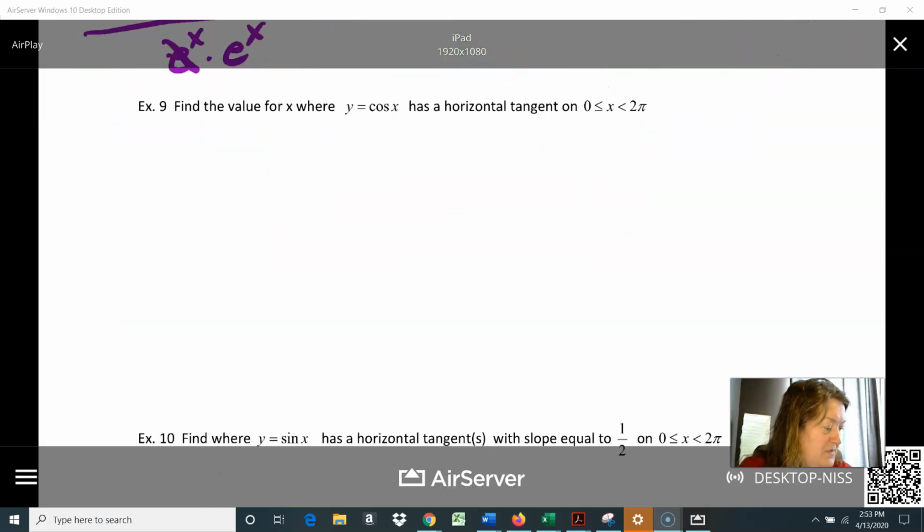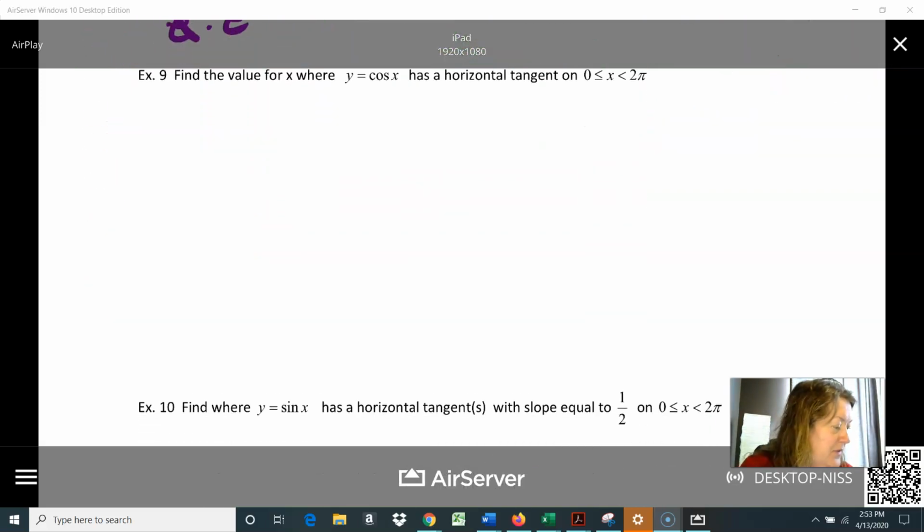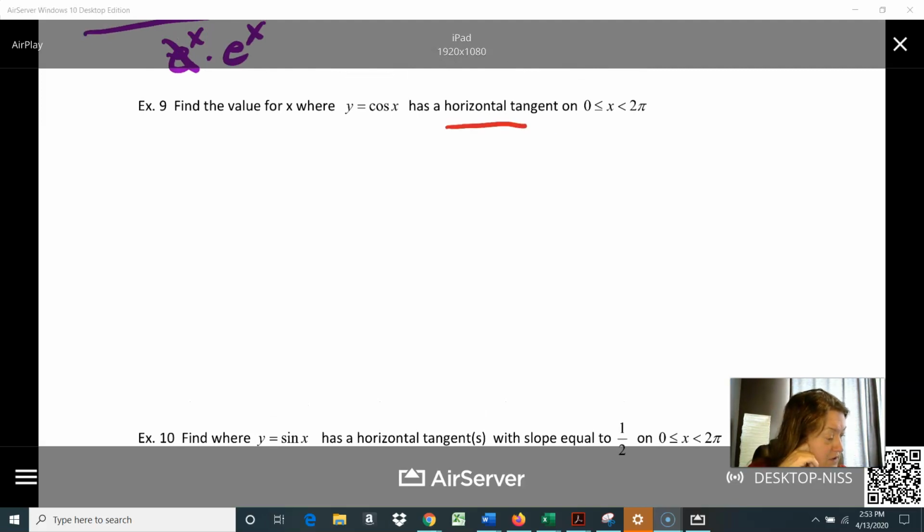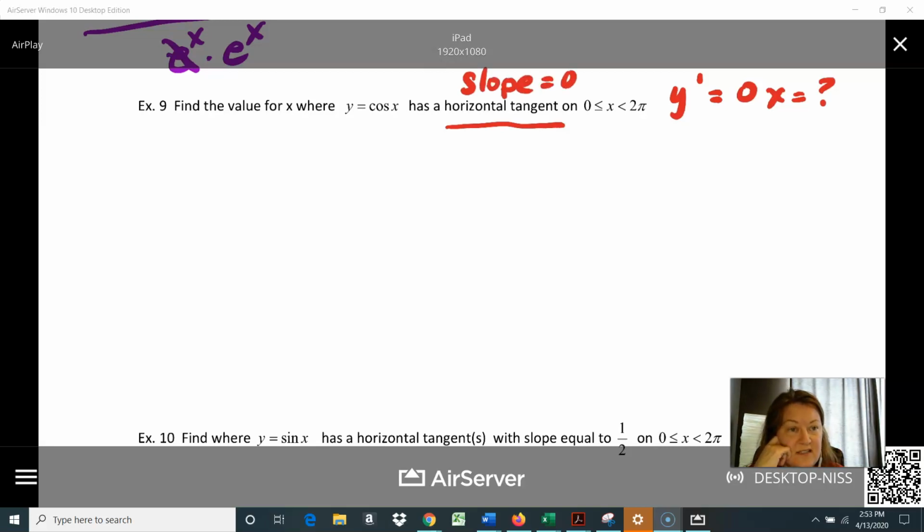All right, so just because we're reviewing here, we're going to throw in some old stuff that we used to do as well. So on this one, remember, if they say horizontal tangent, what do they really mean? They really mean they want me to go find when is the slope equal to 0 and tell them what x equals, right? If they want a horizontal tangent, that means that the slope is going to be equal to 0. Okay, so I need to get to slope.